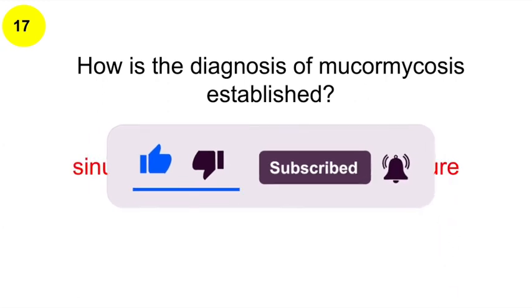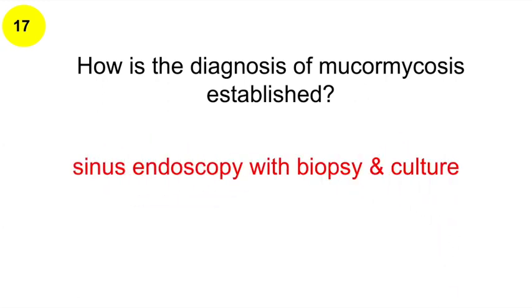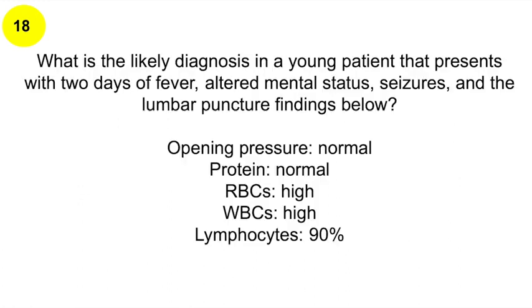What is the likely diagnosis in a young patient that presents with 2 days of fever, altered mental status, seizures, and the lumbar puncture findings below? So the opening pressure is normal, protein is also normal, red blood cells and white blood cells are high, and there is a lymphocyte predominance, so there's 90%. The most likely diagnosis is viral encephalitis, for example, due to HSV.